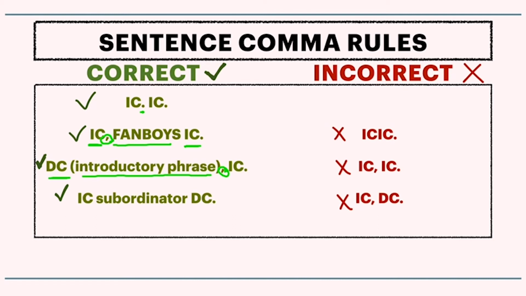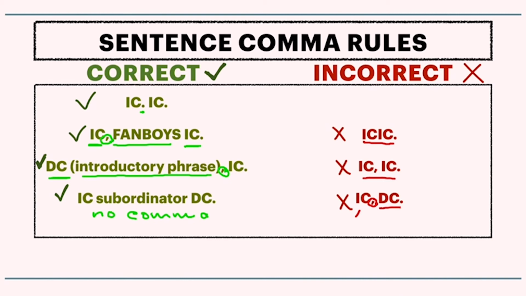And the last one is you can have the independent clause come first, a subordinator, and then a dependent clause. Notice there's no comma when you do it in this order. Make sure to take note of that. On the incorrect side here, of course, you cannot put two independent clauses together without any punctuation. You cannot put two independent clauses together with just a comma. And you can't put an independent clause with a comma and then a dependent clause.